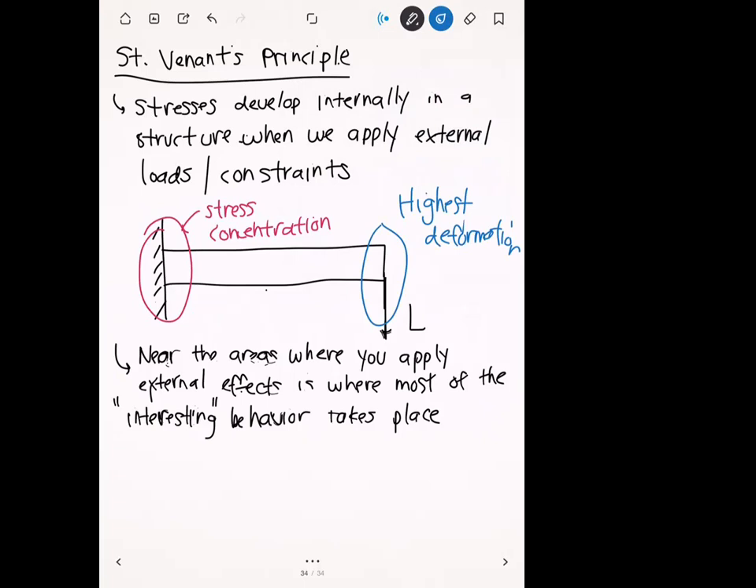And so what St. Venant's principle tells you is that that's generally where you're going to see the most interesting behavior. And then conversely, as you move further away from the parts where you're applying external loads, the solution gets a little bit less interesting.